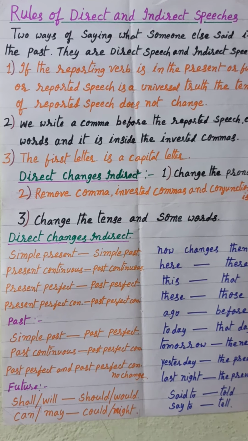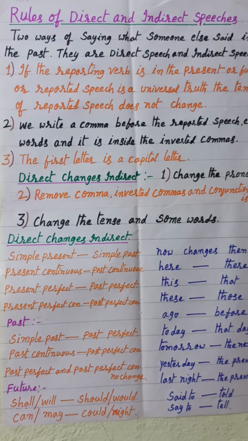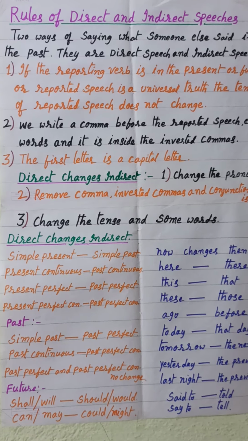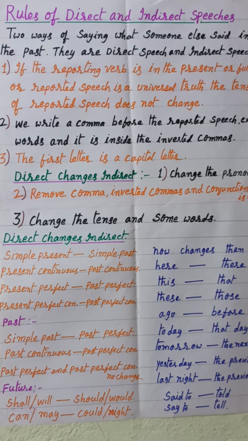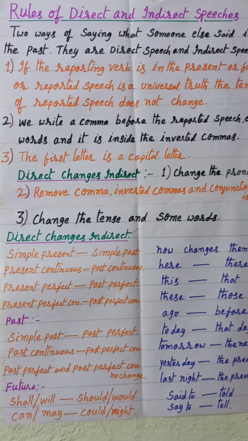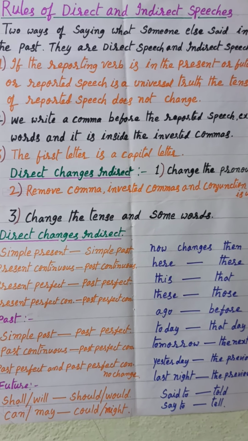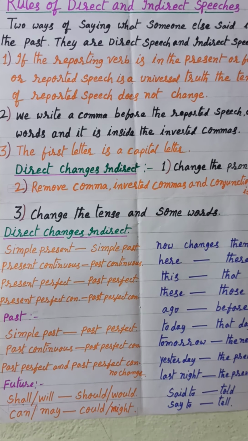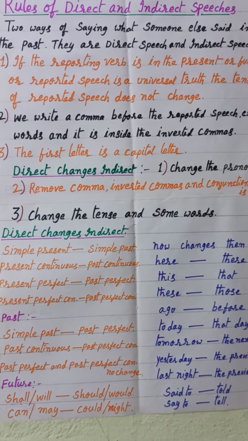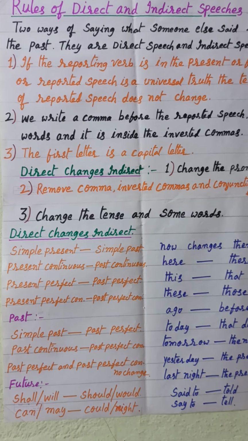Rule 1. In direct speech, if the reporting verb is in the present or future, or the reported speech is a universal truth or habits, the tense of reported speech does not change.